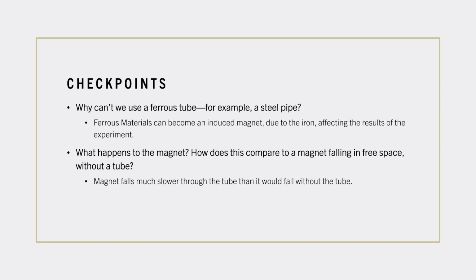As checkpoints for the procedure in this experiment, we have the reason why we could not use a ferrous tube, for example, a steel pipe. These are made of materials, for example iron, that will also become an induced magnet, and this will affect the results of our experiment. And what happens to the magnet? How does this compare to a magnet falling in free space without a tube? We know that the magnet falls much more slowly than if it was falling through free space without a tube.